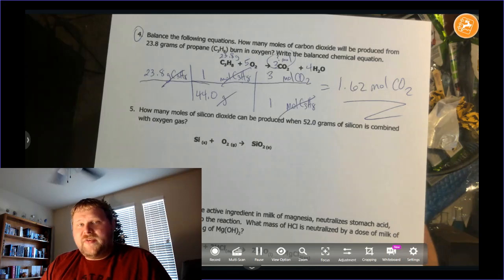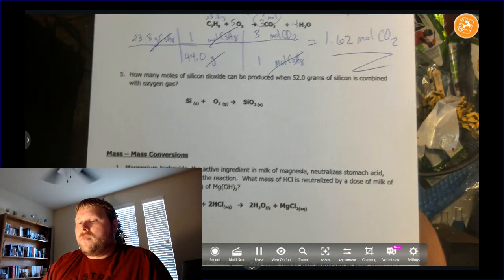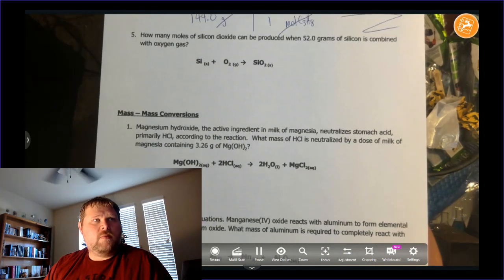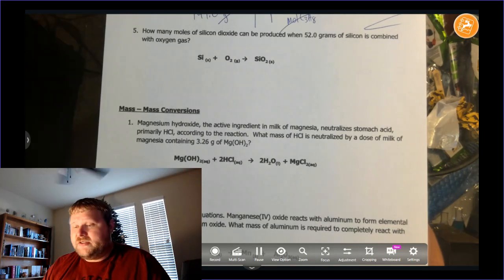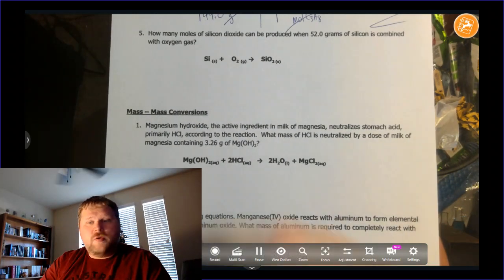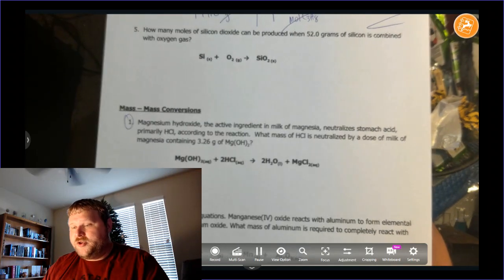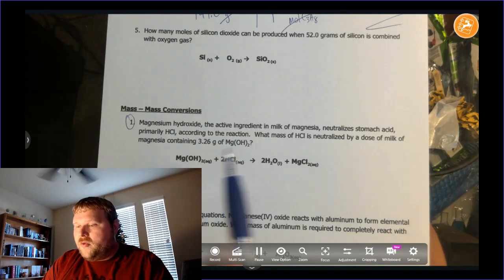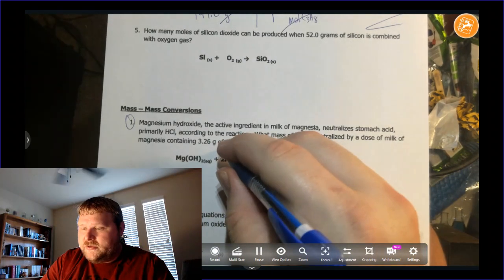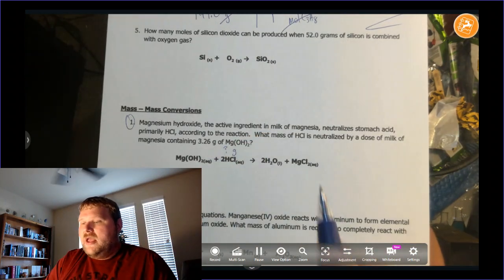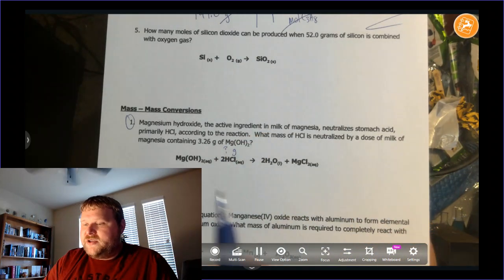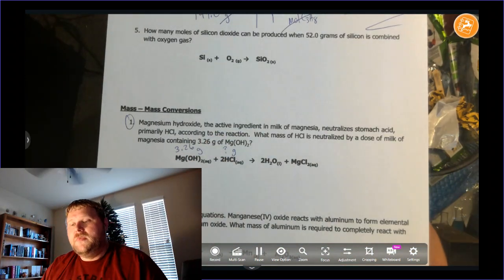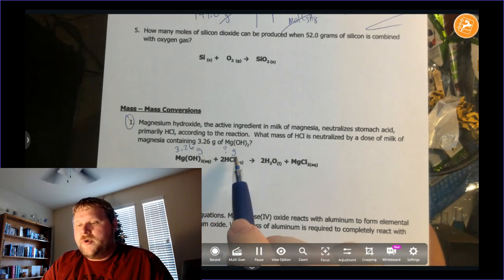All right, so that's a couple of examples of two-step problems. And the last one would be if we had to do prep and polish in the same problem. It just means we have 3 steps, and that's as big as it can be. So let's go and do number 1 here in this last section, and then I'm going to let you practice. We're going to have magnesium hydroxide, and the question says, what mass of HCl, so there's my question, mass, so grams, is neutralized by a dose of milk of magnesia containing 3.26 grams.